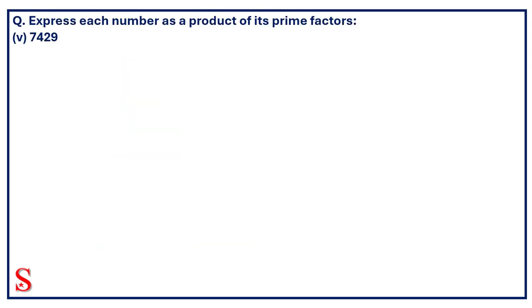Alright, moving on to the next question. Now here we have to find out the factors of 7429. Again, it is an odd number, and now this is a tricky one. So we'll start first of all by dividing this number by 3. Again, it can't be divided by 3.